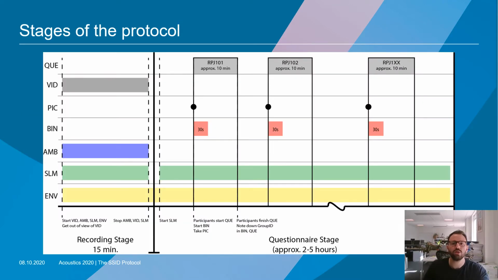So here we've got just a visual diagram of what a single session of our protocol looks like. You can see, starting on the left, we've got our recording stage, which involves taking the environmental data, so whatever environmental monitor we're using, the SLM, the ambisonic audio, and the 360 video all run concurrently for about 15 minutes. And then we switch over to the questionnaire stage, where we've got environmental data and sound level meter running all the way through, and then we have repeated questionnaires.